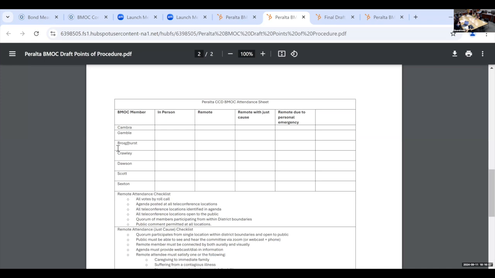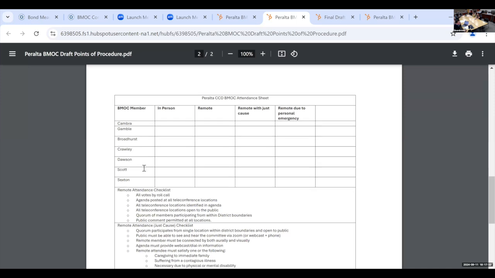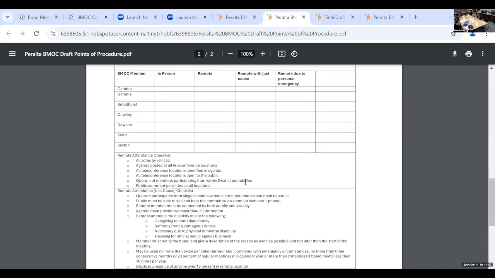Okay. But it's helpful because if you're attending remotely, it has to be on the agenda. Well, you have to check each box, right? Depending on how you're doing it, you can look and check that little box and say, yes, I have the agenda posted on my front door, or wherever it would be. And it has to be open to the public. Yeah, all of those things.